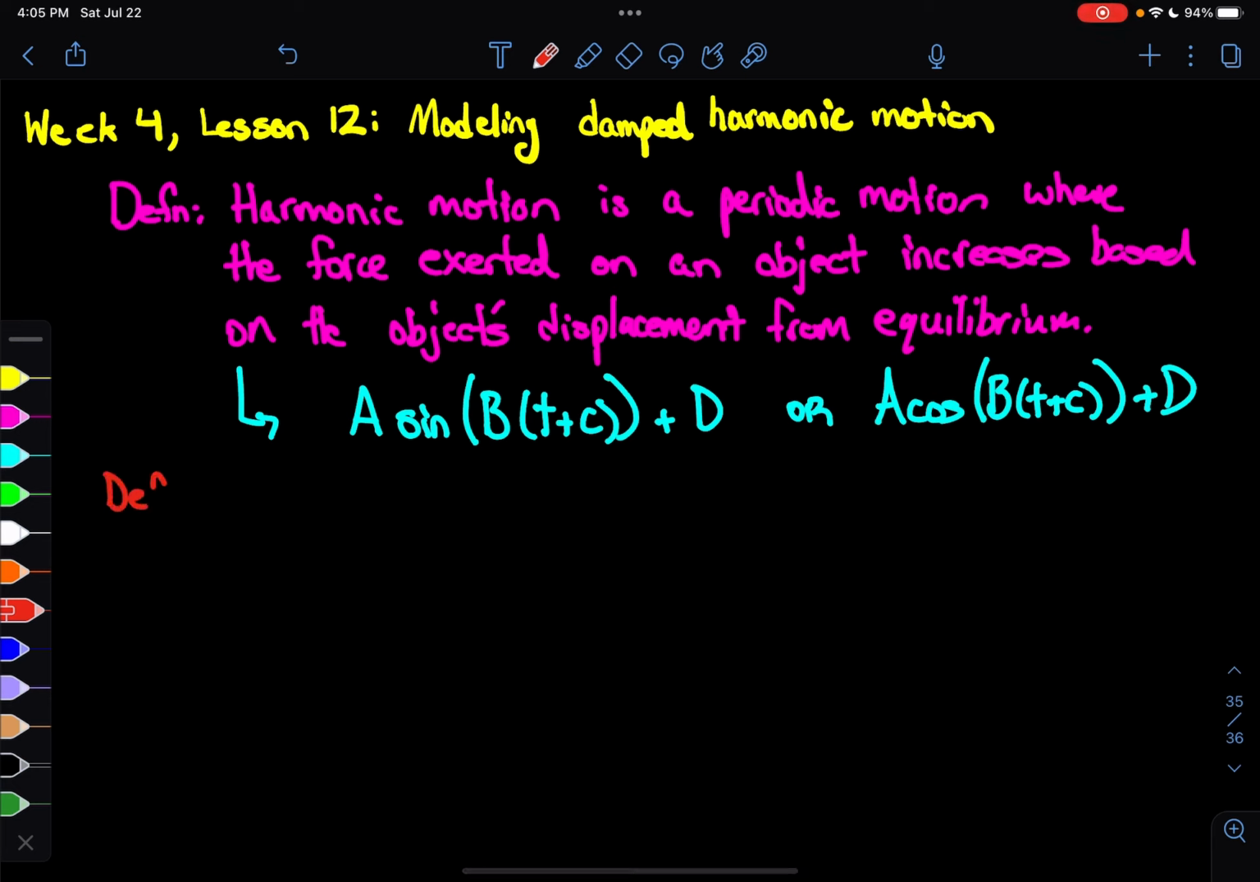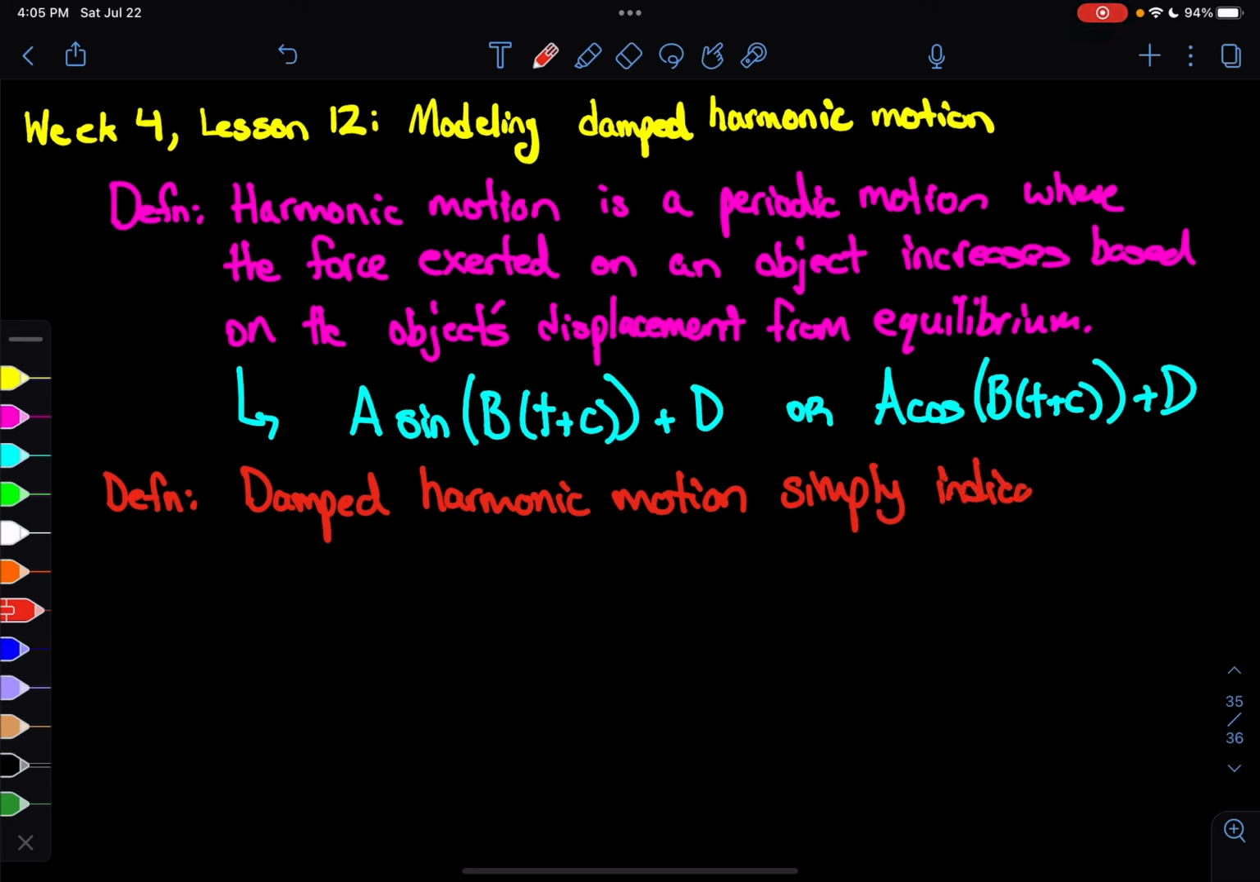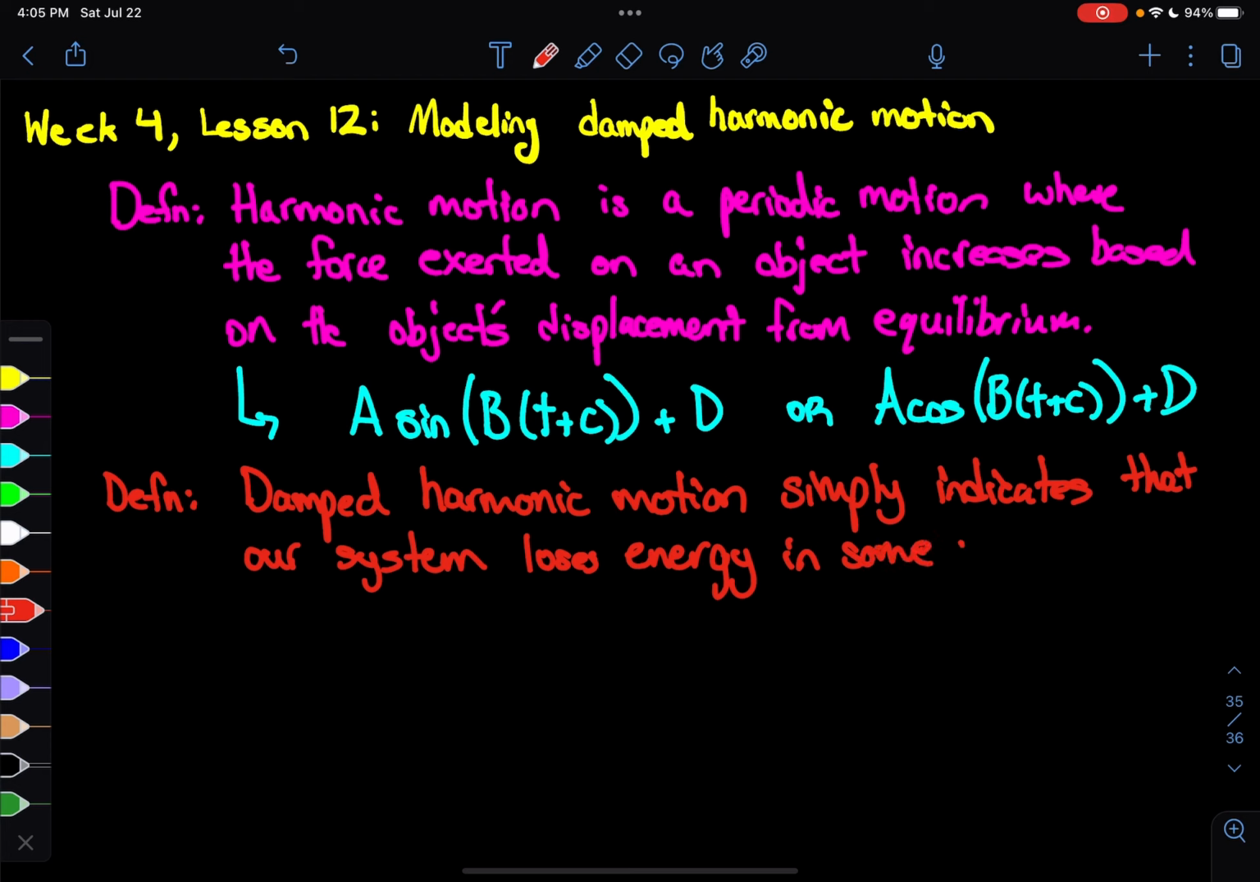So, a definition: damped harmonic motion simply indicates that our system, like the box being attached to a spring, loses energy in some way and will eventually come to rest.